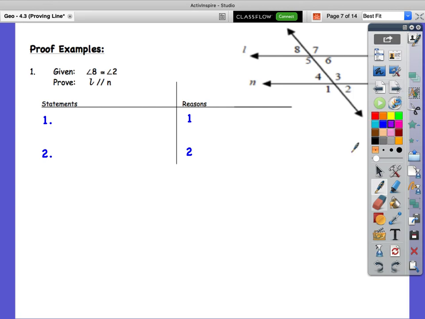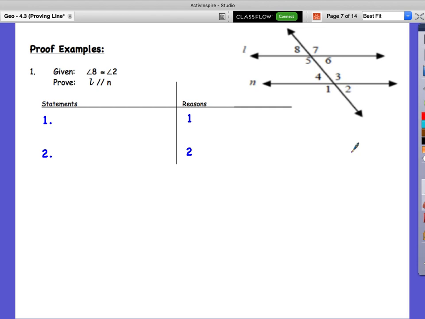Hey, here's one, guys! I know the first one. Proof examples! That's so cool. Okay, so we're given that two angles are congruent, and we're trying to prove that two lines are parallel. Hey, that's what we've been talking about.